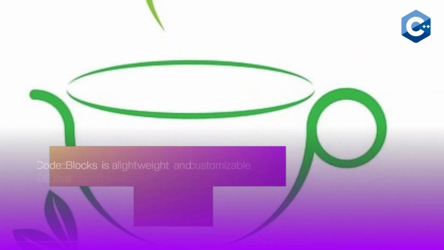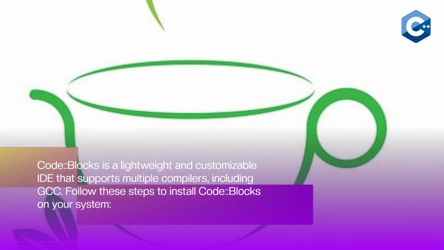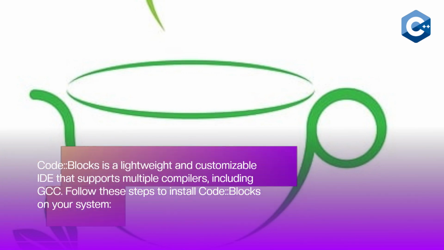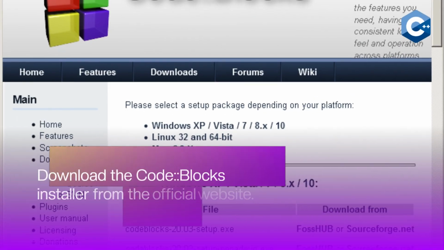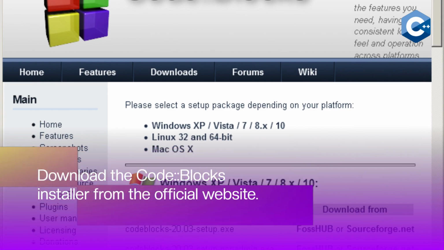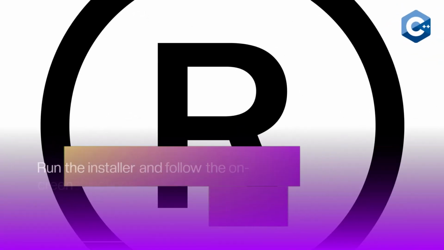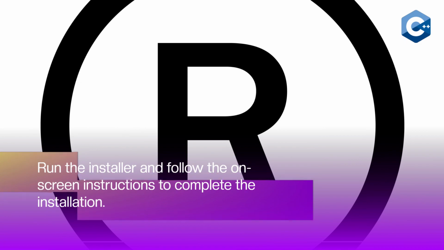Code::Blocks is a lightweight and customizable IDE that supports multiple compilers, including GCC. Follow these steps to install Code::Blocks on your system. Download the Code::Blocks installer from the official website. Run the installer and follow the on-screen instructions to complete the installation.